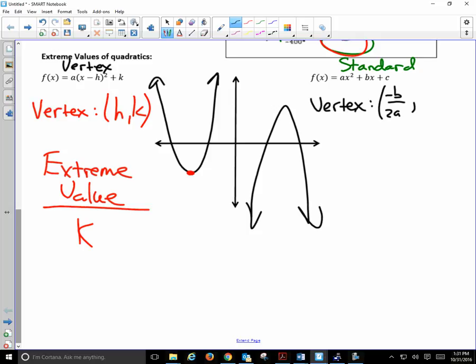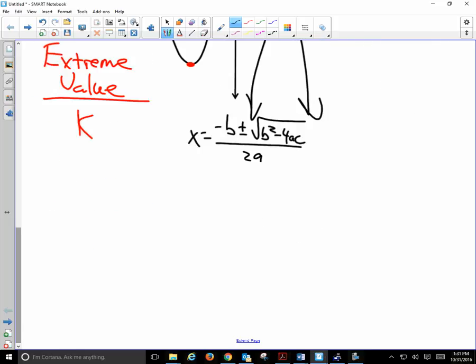And here's why you already knew that. You know the quadratic formula, don't you? So if you know the quadratic formula, you recognize that it can be rewritten as negative b over 2a plus or minus the square root of b squared minus 4ac all over 2a. If I just separate it into two fractions, what does that do?